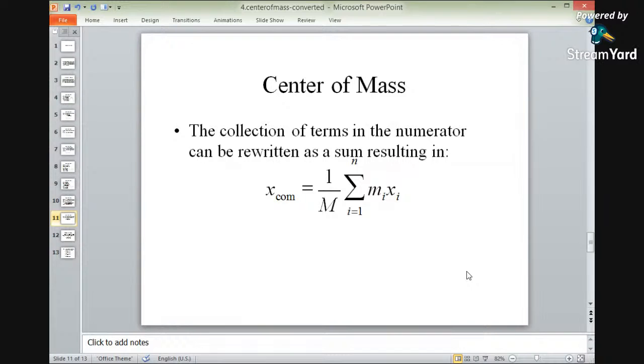Again, the same case: taking 1 upon M common, with the summation from 1 to n over the different masses, we get 1 upon M summation of mi xi. It is just the simplified, combined formula for the center of mass.